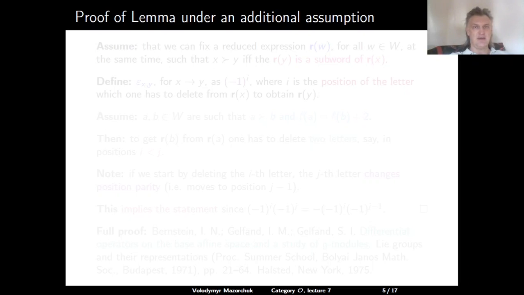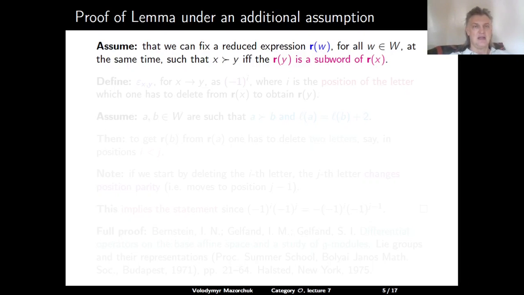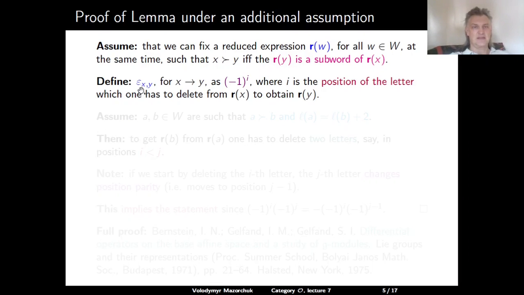Now let us prove this claim under an additional assumption. Let us assume that we can fix a reduced expression for each element in W at the same time, such that the condition that x is greater than or equal to y with respect to the Bruhat order is equivalent to the condition that R of y is a subword of R of x. So in this case, we define the sign epsilon xy for x arrow y as -1 to the power i, where i is the position of the letter which one has to delete to get R of y from R of x.